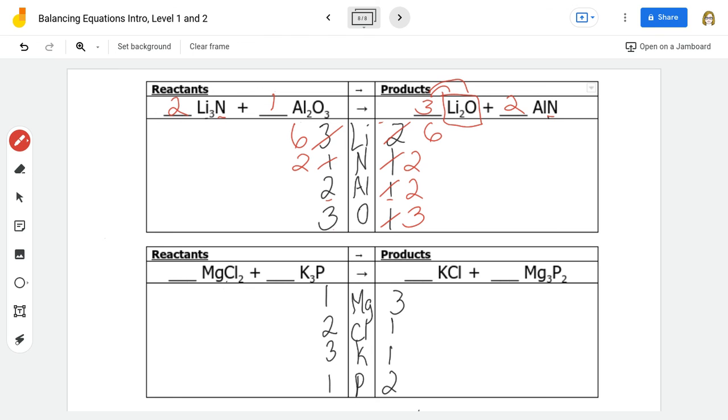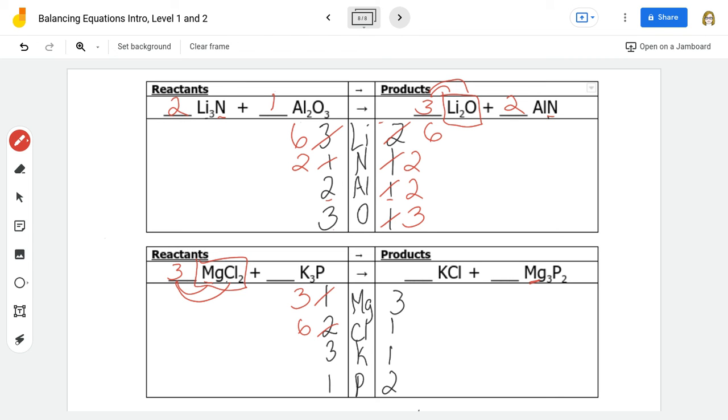And my last equation here, an easy one to start with would be Mg. So I've got 1 Mg on this side. I've got 3 over here. So I'm going to start with a 3 with MgCl2. And that's going to give me 6 Cls because I'm going to update everything in that formula.